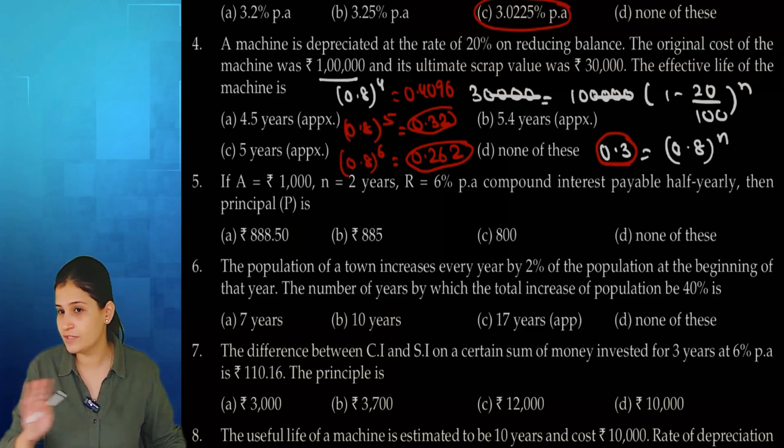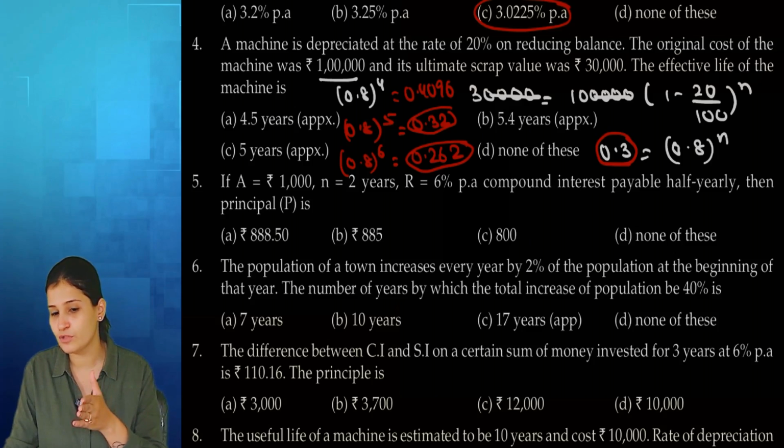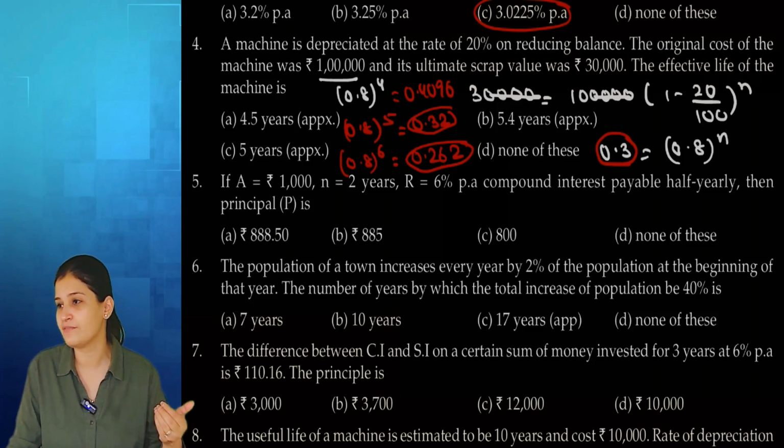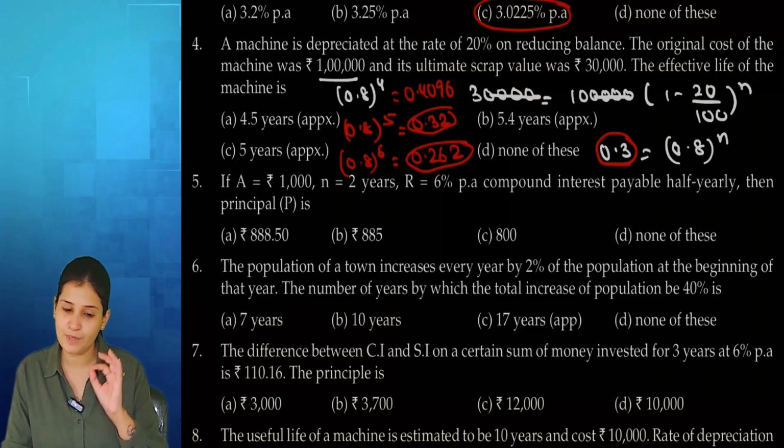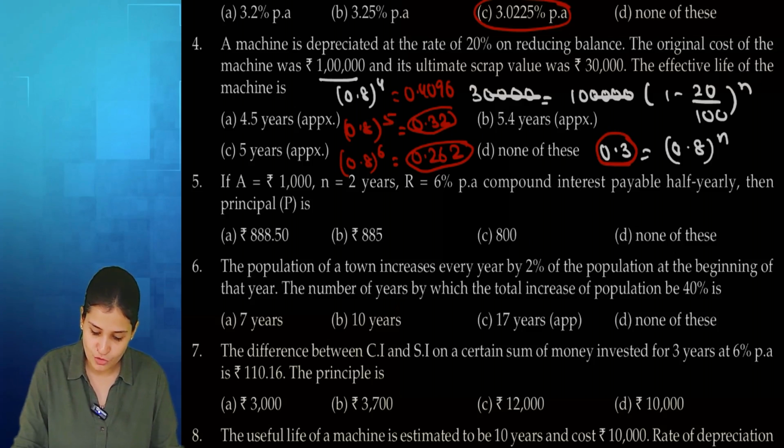Even if it is none of these, there is no way for us to calculate. We have no choice. The only thing we can do is take the middle value between the two options. It should be smaller than that, so less than 5.5. Is it okay, guys? We calculated 0.5 power 5 and power 6. Our value 0.3 is in between that. So the answer will be 5.4 years.